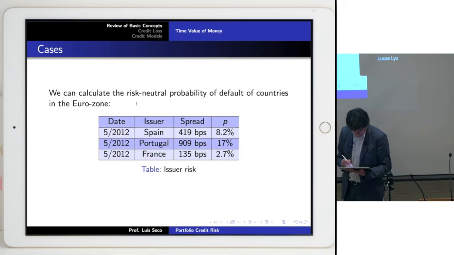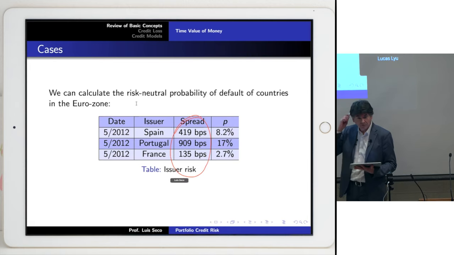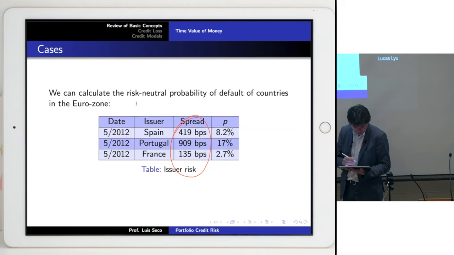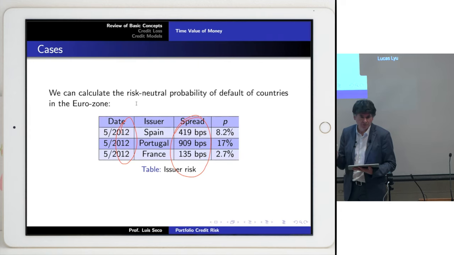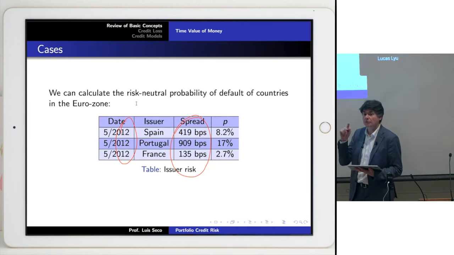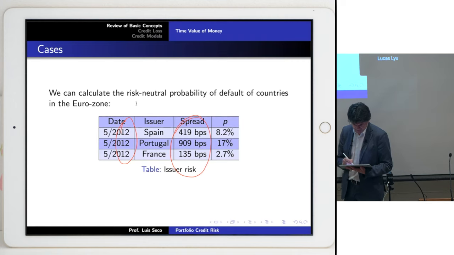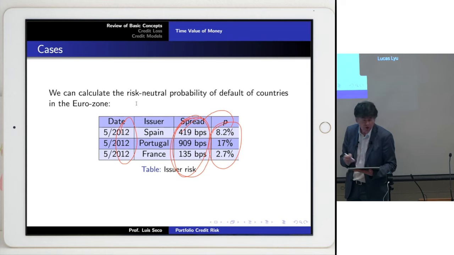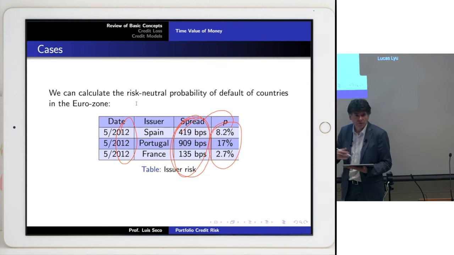Anyway, I don't know why I did this calculation one day, but what I have here is something which is real. 2012 was the year where this was very hot. I haven't updated these numbers. Now they're not interesting. But in 2012, they were very interesting, because the spread of each of these countries translates into a probability of default with, I don't know what recovery rate I took. Maybe I took 50. I don't know what I did. But you can do this yourselves, right? If you don't like my R, change it, and then you get a different number.